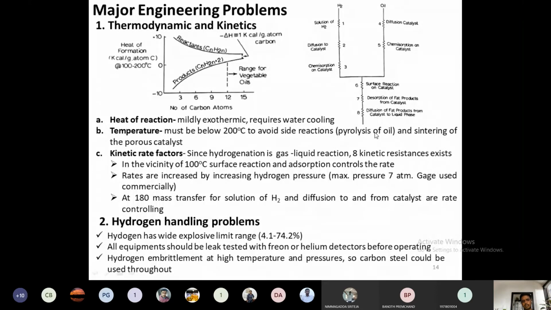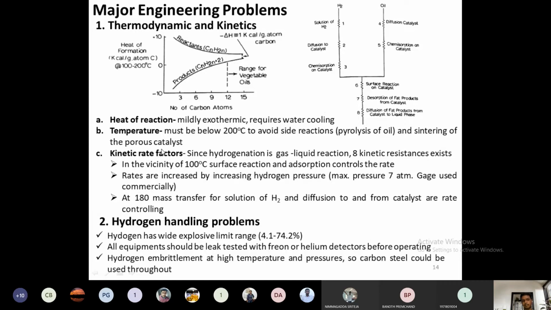The pore structure inside the catalyst will be destroyed. That is nothing but the sintering of a porous catalyst. Then, in order to avoid these two reactions, the pyrolysis of oil and the sintering of the porous catalyst, we need to keep our temperature below 200 degrees centigrade.